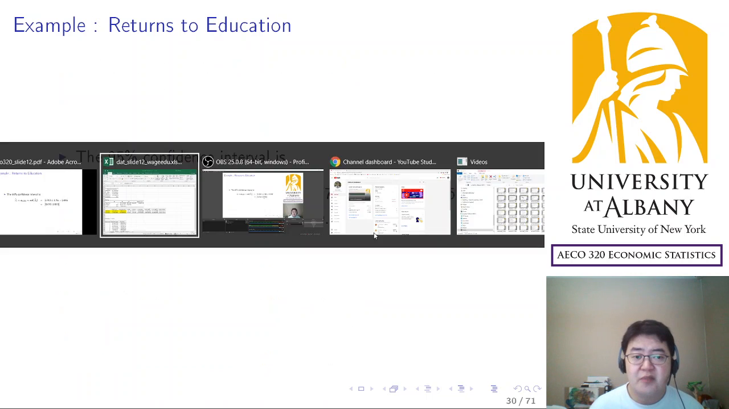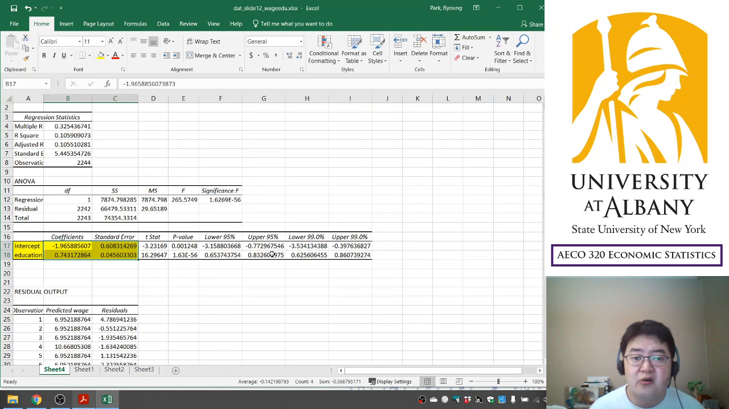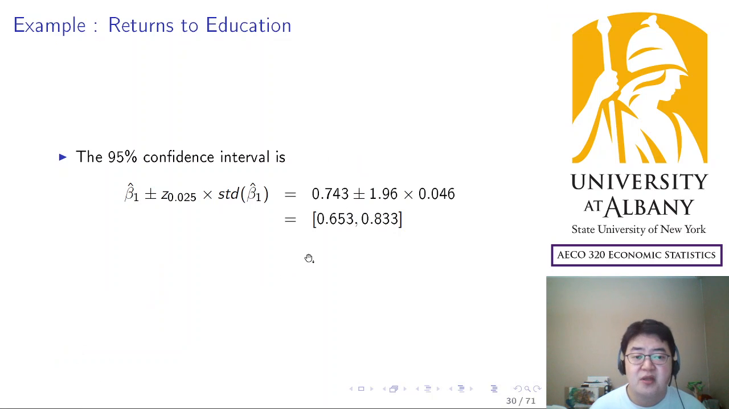Compare that to this one. There is 654, 833. I think the difference is a rounding error, right? Rounding error here or here or here. I'm not sure, but rounding error may occur.